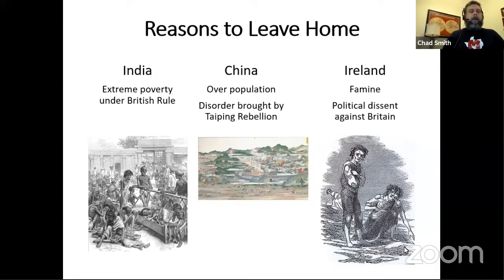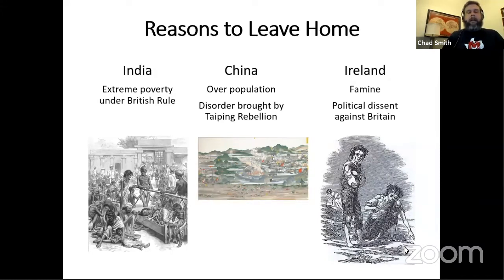In India, one of the common reasons that people left was extreme poverty under British rule, poverty that led to great famine across India. In China, there were problems such as overpopulation and a need to move population in order to decrease density, and also disorder that was brought about by the Taiping Rebellion. Ireland famously had a massive famine in the 1800s, and as a result, thousands of Irish people left Ireland and moved to primarily the United States.